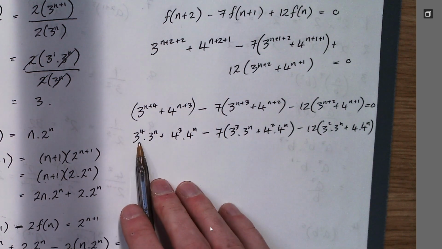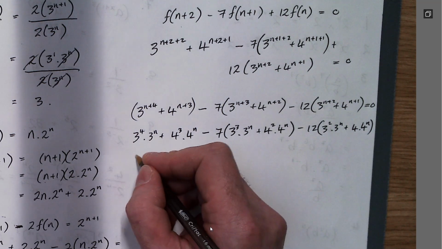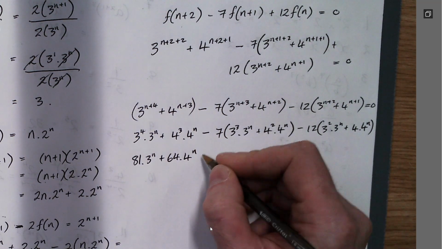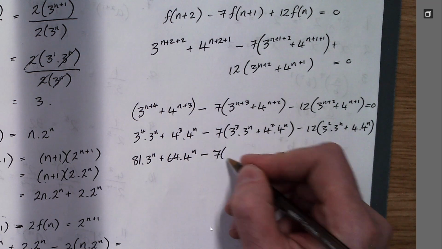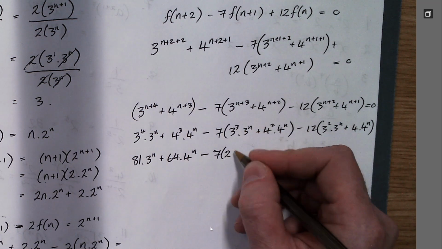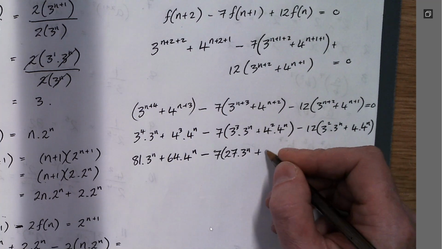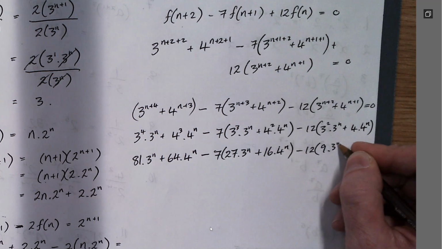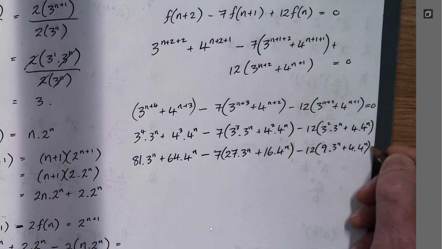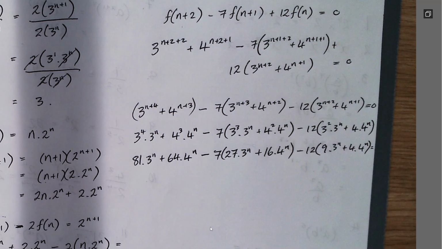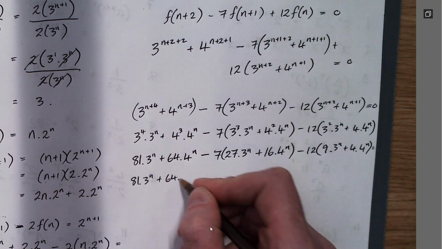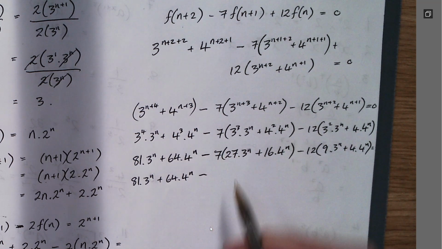Now 3 to the power of 4 is 3 times 3 times 3 times 3, which is 81. So 81 times 3 to the power of n plus 64 times 4 to the power of n, minus 2 times 3 cubed, 3 times 3 times 3, which is 27, times 3 to the power of n, plus 16 times 4 to the power of n, minus 2 times 9 times 3 to the power of n, plus 1 times 4 to the power of n, and again this is equal to 0. Now the rest: 81 times 3 to the power of n plus 64 times 4 to the power of n, minus 27.